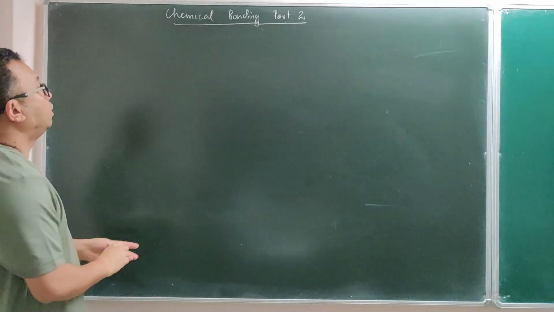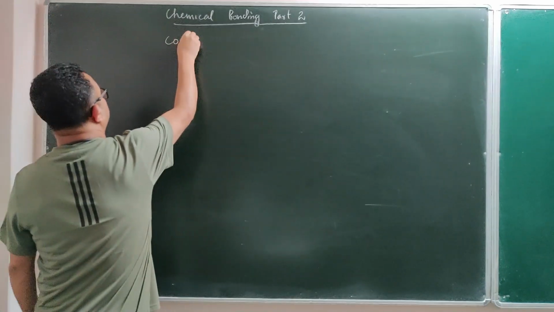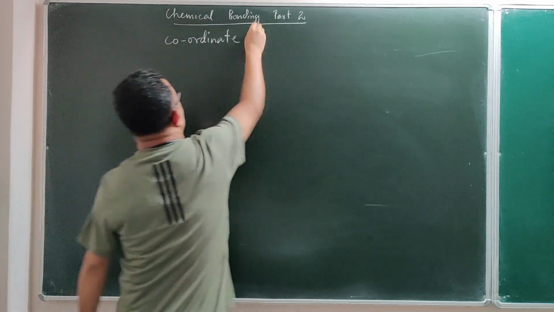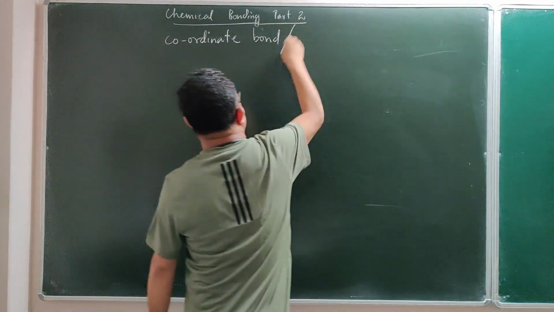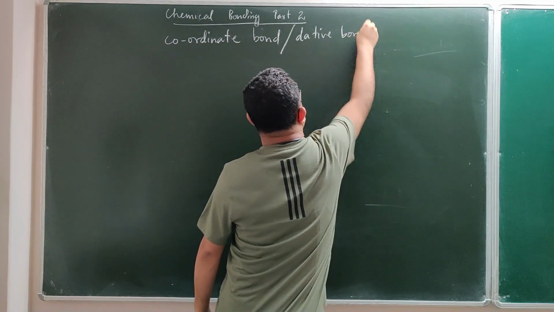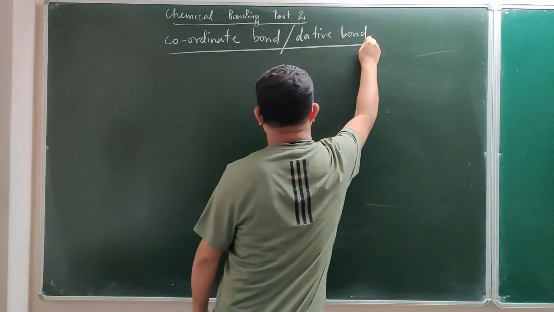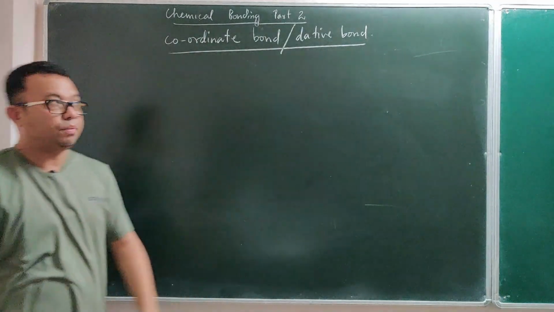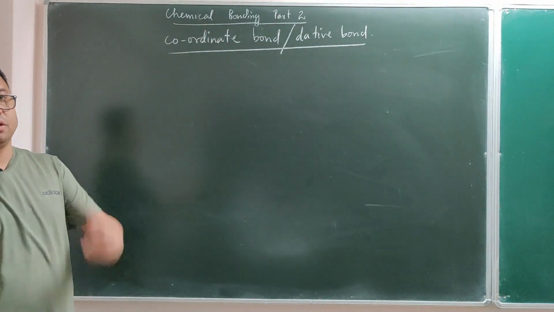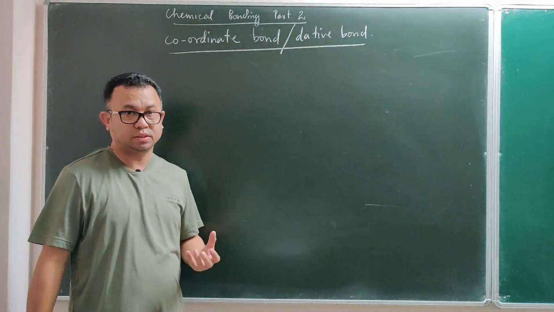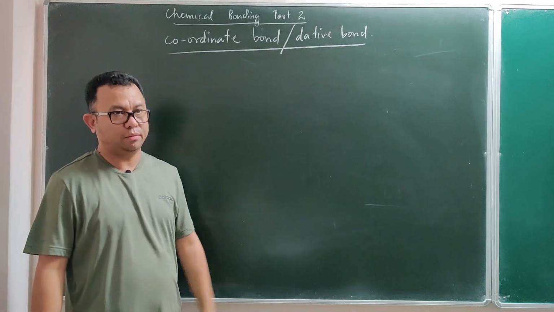And that third kind of bonding is called coordinate bond, also called dative bond. Now a coordinate bond is also a type of covalent bond, because here also sharing of electrons will take place, but the sharing of electron which is taking place is a little different from covalent bond.